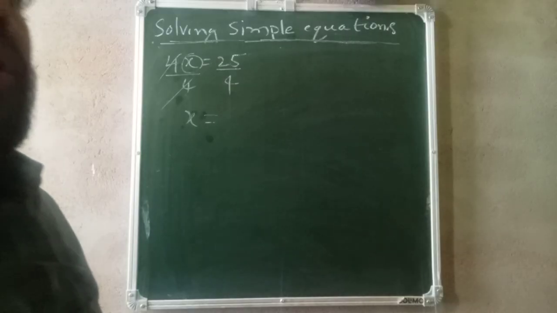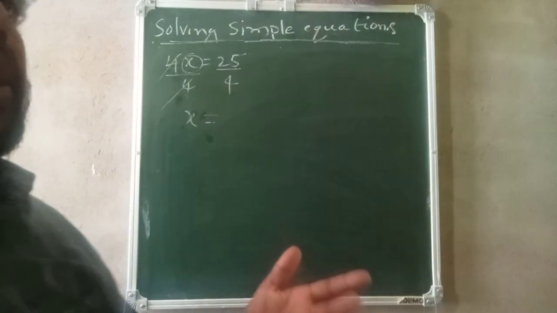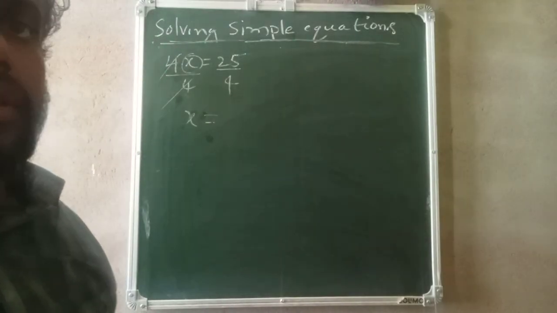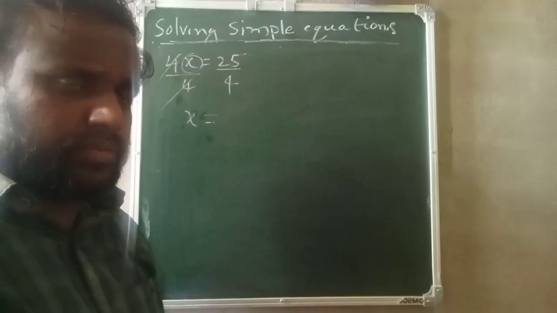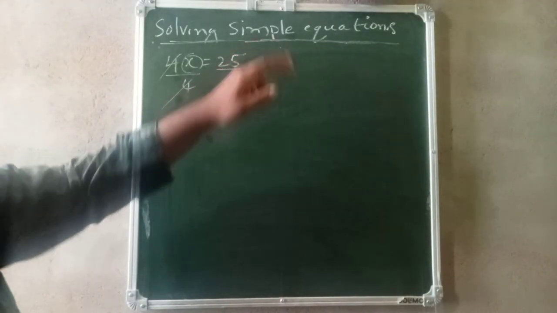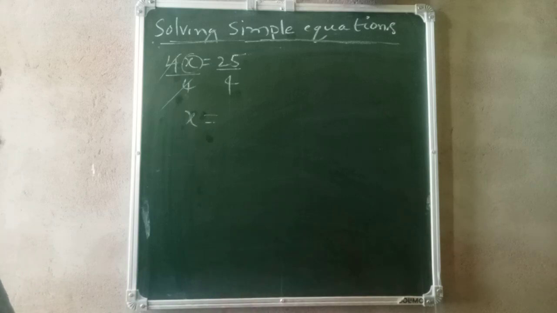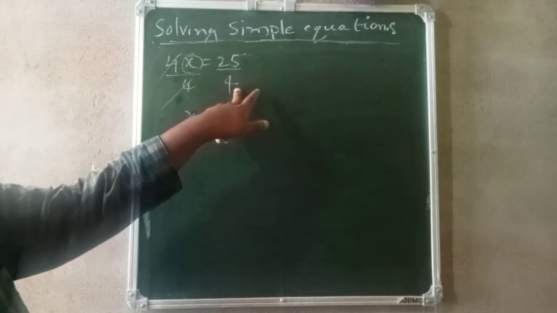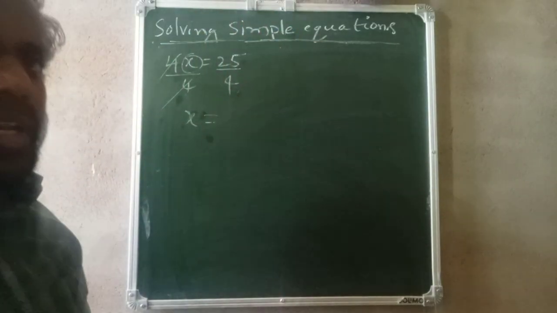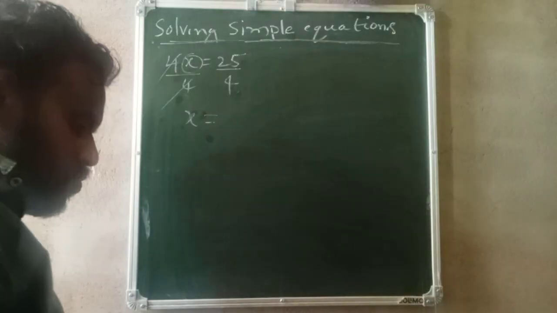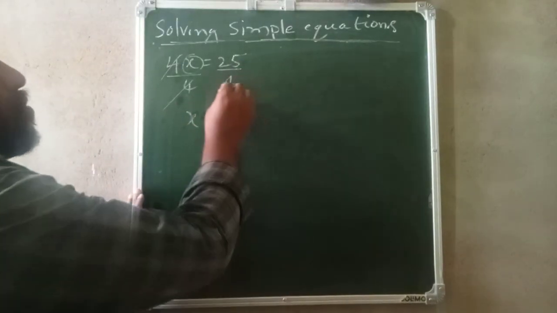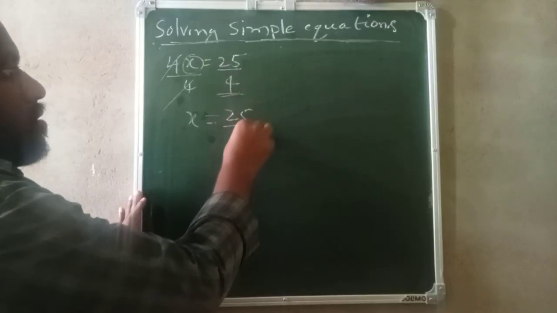Now just think, is there any number that can divide both 4 and 25 completely, without any remainder? There is no such number. If you take 2, 2 divides 4 completely, but not 25. If you take 3, 3 cannot divide 4 completely, and it cannot divide 25 also. If you take 4, 4 can divide 4 completely, but not 25. So there is no such number that can divide both numbers completely. So I will write the same number as it is.